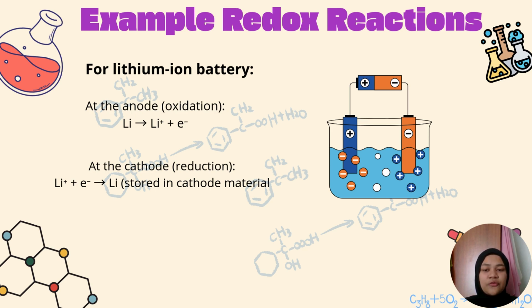The electron moves through the external circuit, powering the device. The lithium ion moves through the electrolyte. Energy is released because electrons move from a higher energy state to a lower energy state. When we charge the battery, an external power source forces electrons to move in the opposite direction. The reactions are reversed, and energy is stored again as chemical energy.